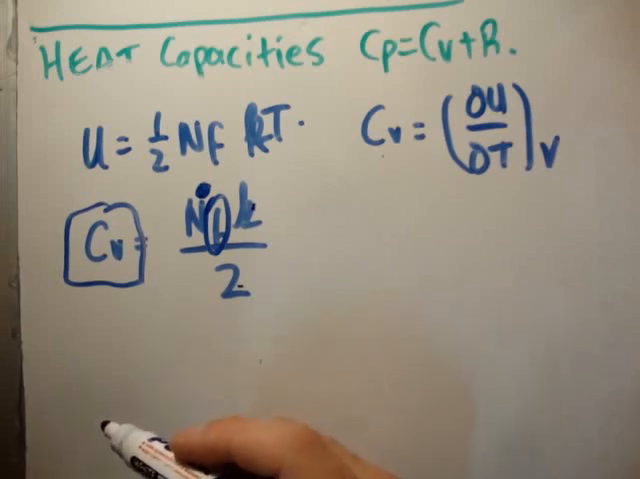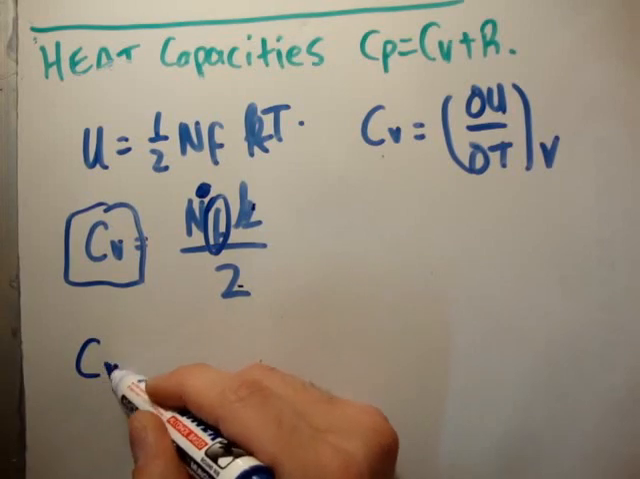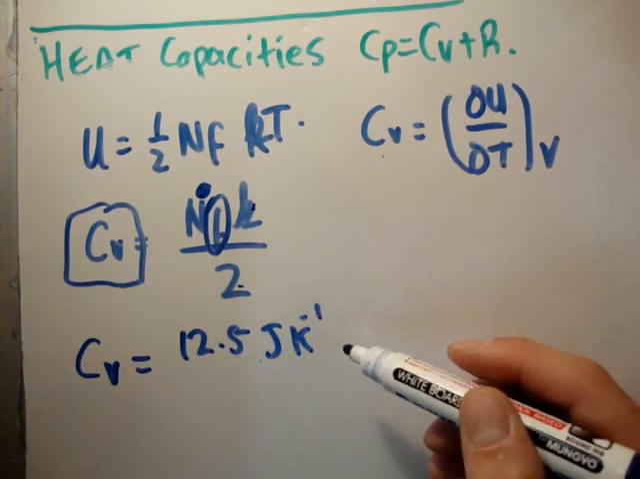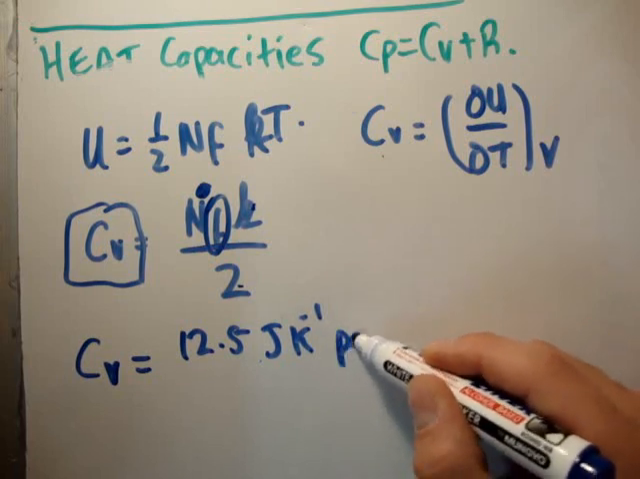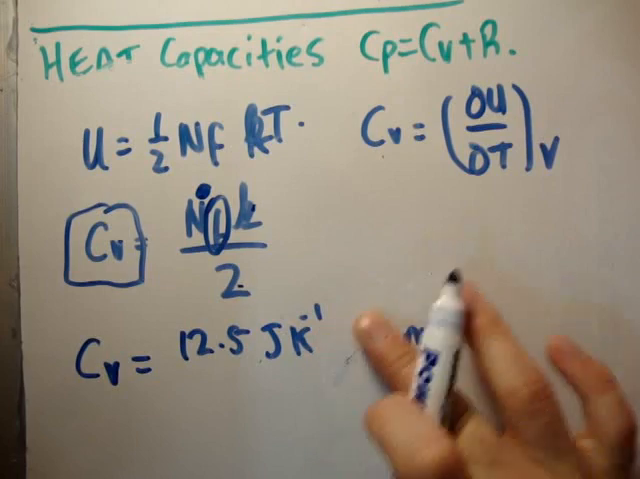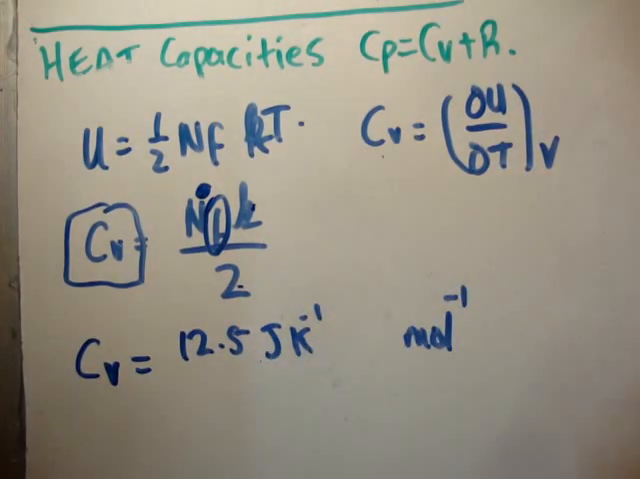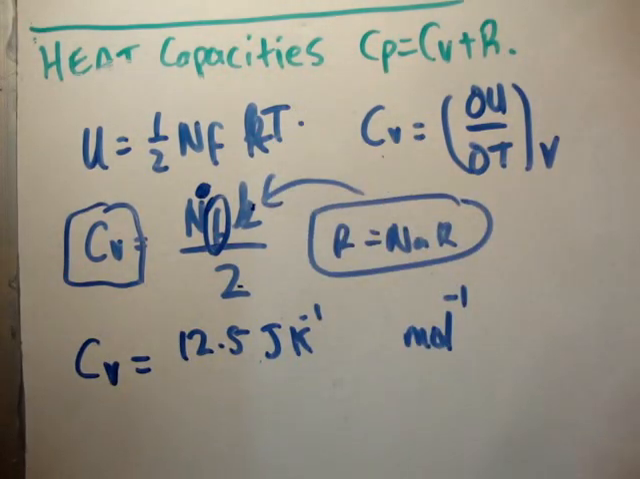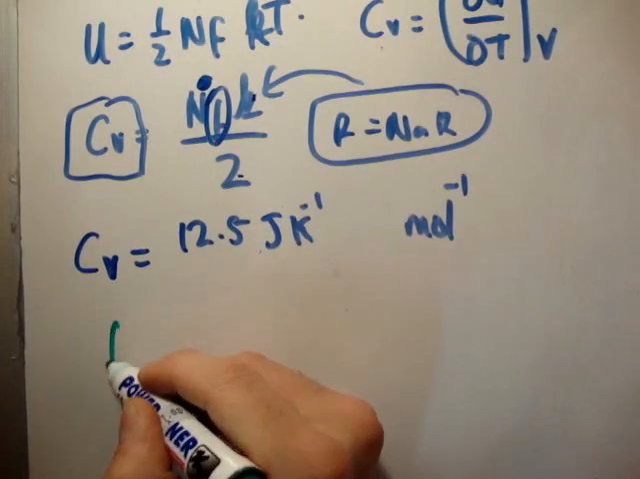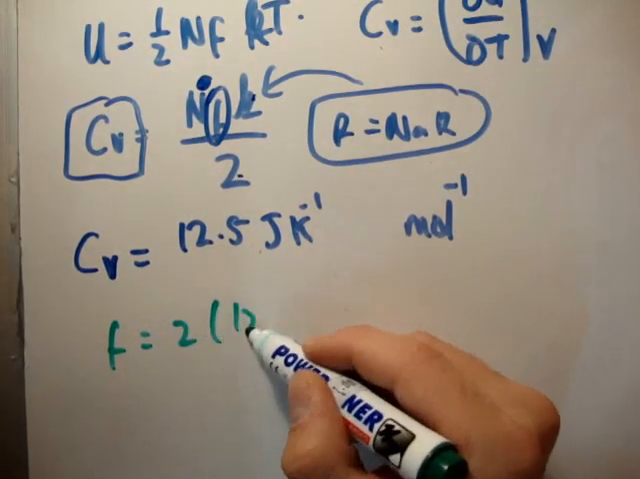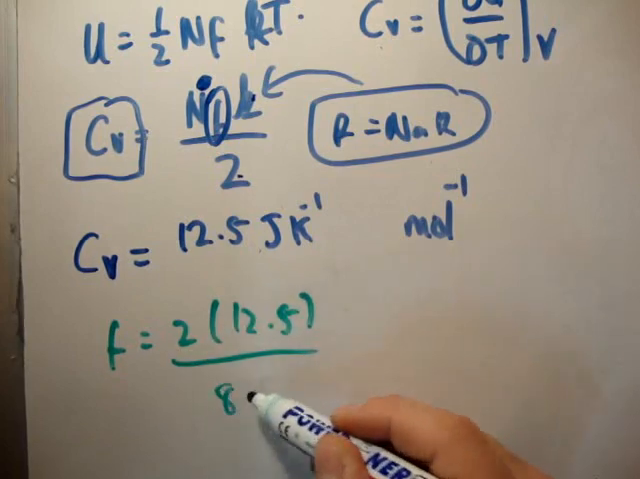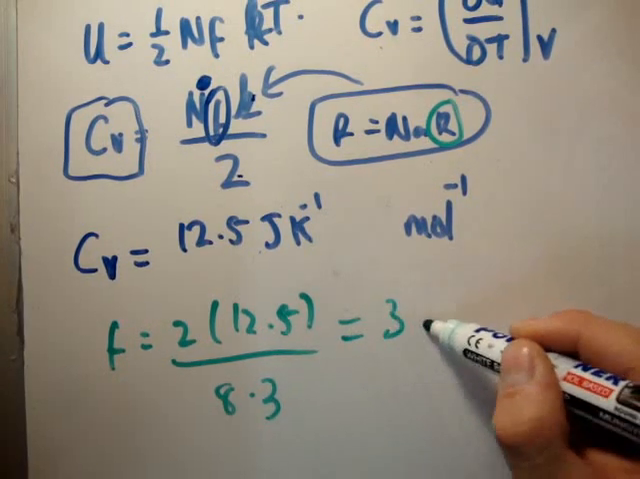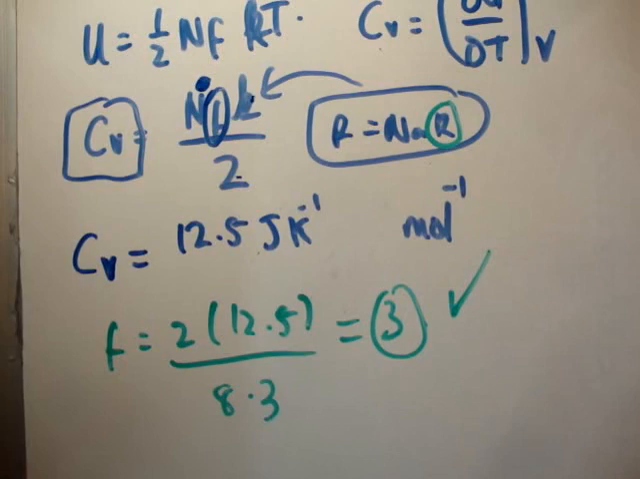So let's say for example we calculate the heat capacity, and we calculate it at 12.5 joules per Kelvin per mole. So in this case what we'll do is we know that R is equal to Na times K. So we can plug that in here if we want. Okay, so if we do that, we're able to make F become 2 times 12.5 divided by the value of our molar gas constant, which is 8.3, and we get a value of 3. And we find that we have 3 degrees of freedom, which is exactly what we expect for a solid.